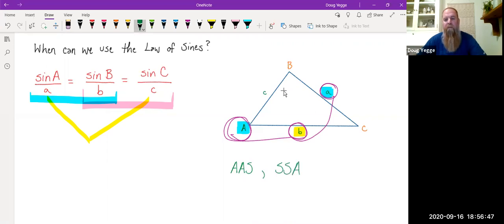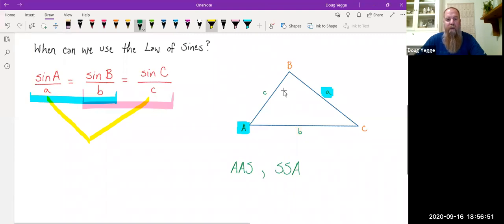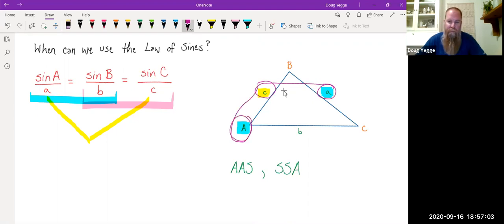Side-side angle. Or instead of being given side B, maybe we were given side C, which is exactly the same situation, which is side, side right next to it, and then the next angle you see. So moving around the triangle, that's what we're referring to when we say side-side angle.